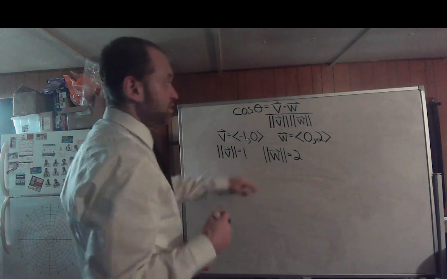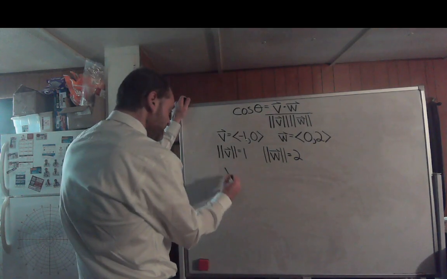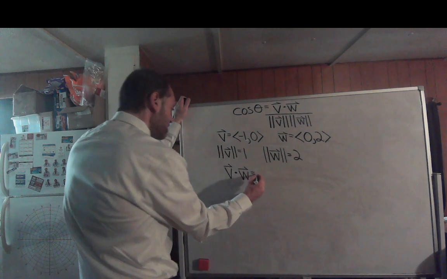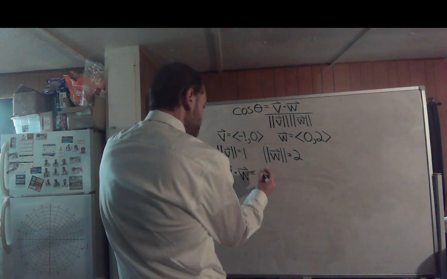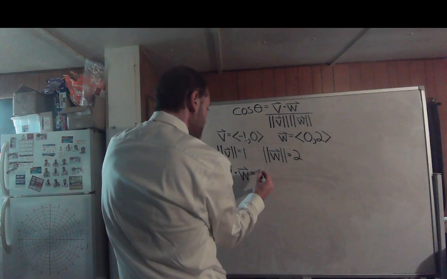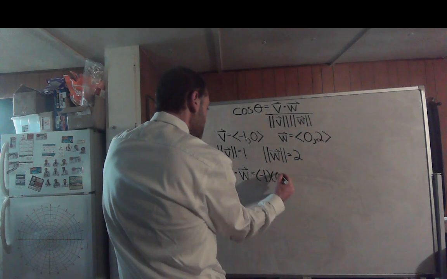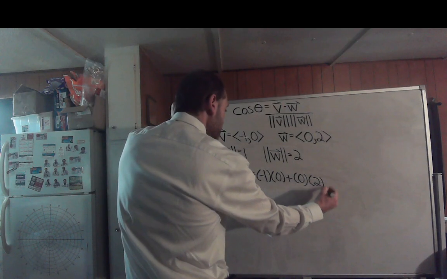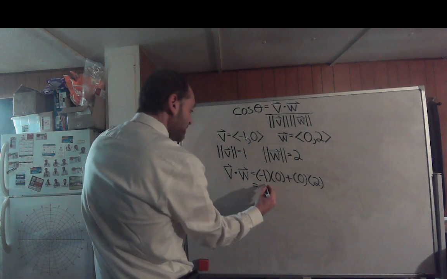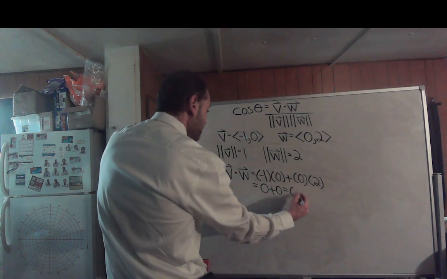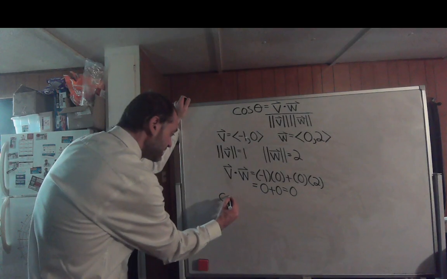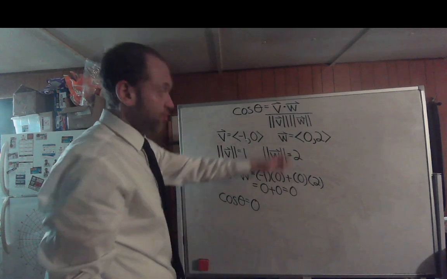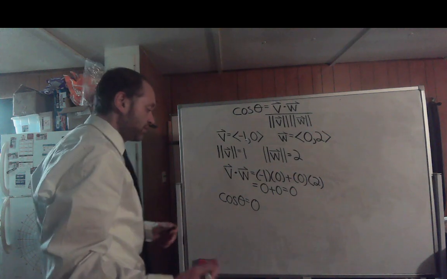So we know the magnitudes. What about the dot product? Let's go ahead and take that. Well, you'll end up getting negative 1 times 0 plus 0 times 2, which would end up giving you 0 plus 0, which is 0. So in the end, you'll get that the cosine of theta is going to equal 0 because you'll get 0 divided by 1 times 2, which is simply 0.